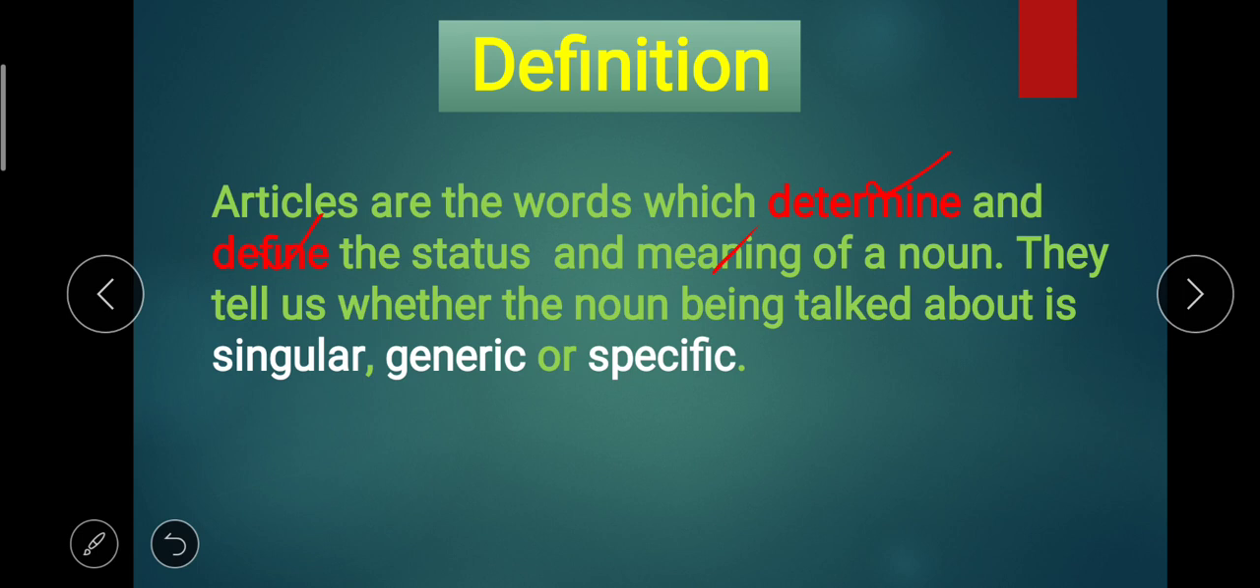They tell us whether the noun being talked about is singular, generic, meaning being discussed in a common way, or specific, in a very particular way.